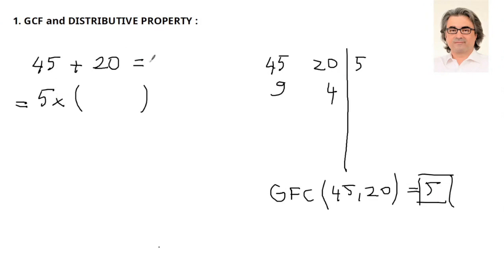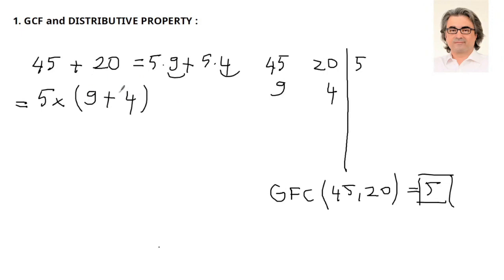So, firstly right here, 45 is the multiplication of 5 and 9. And after that, what about 20? 5 and 4. Multiplication of 5 and 4. Now, after writing this, 5 is the greatest common factor of 45 and 20. And in parentheses, I should write 9. You may get it from here. And after that, plus and 4.